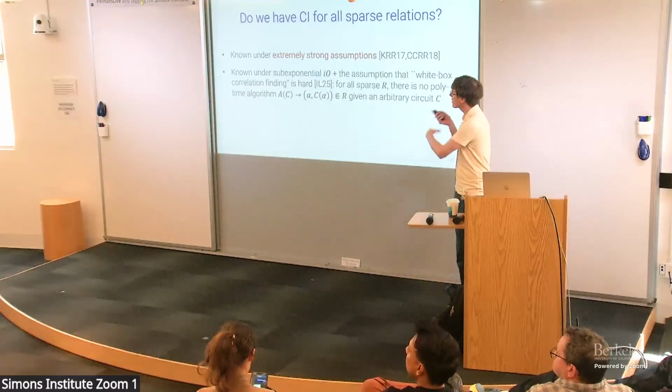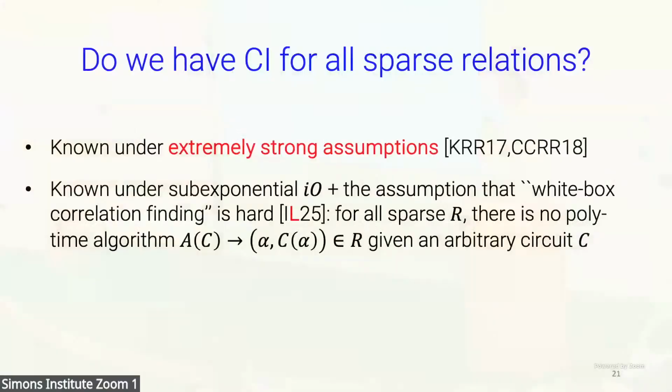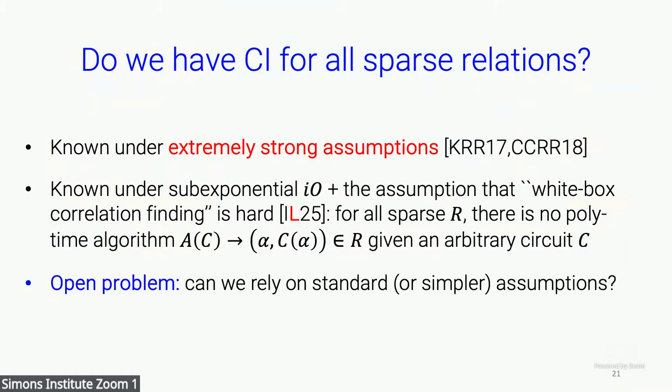Anyway, so here's one more interesting thing we know about correlation intractability for all sparse relations. Sorry, what are these strong assumptions? Sub-exponential IO.